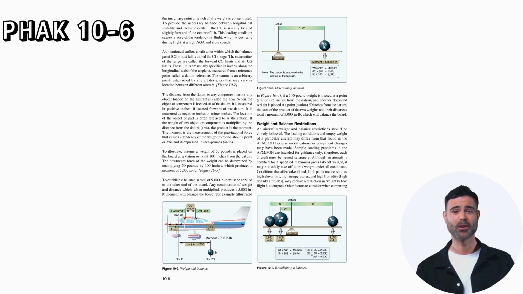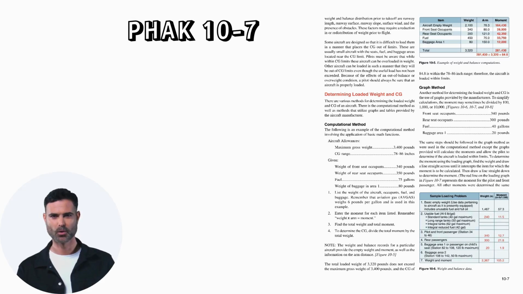Although an aircraft is certified for a specified maximum gross takeoff weight, it may not safely take off at this weight under all conditions. Conditions that affect takeoff and climb performance, such as high elevations, high temperatures, and high humidity, high-density altitudes, may require a reduction in weight before flight is attempted. Other factors to consider when computing weight and balance distribution prior to takeoff are runway length, runway surface, runway slope, surface wind, and the presence of obstacles. These factors may require a reduction in or redistribution of weight prior to flight.